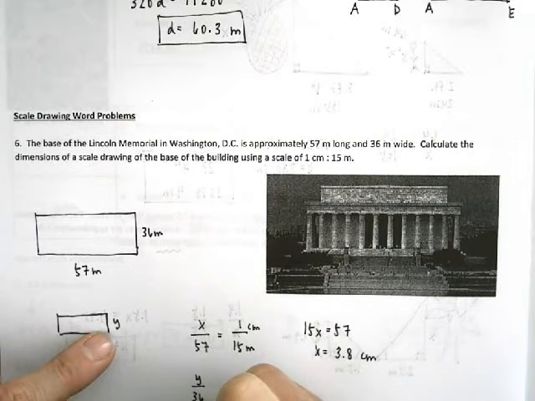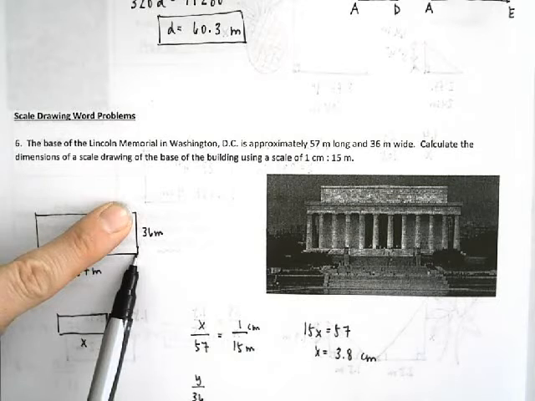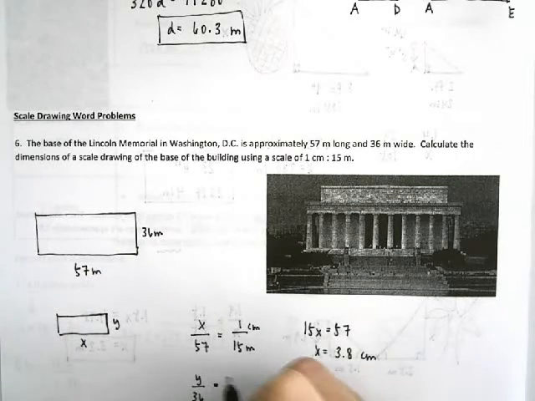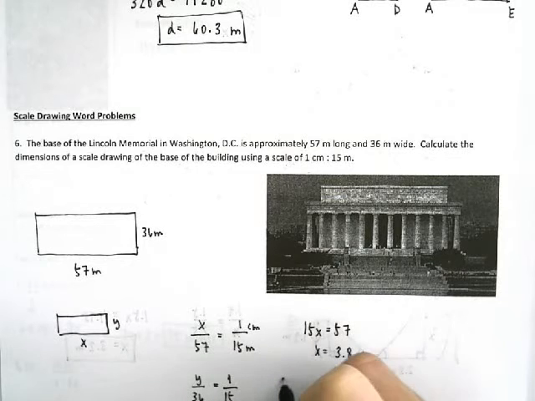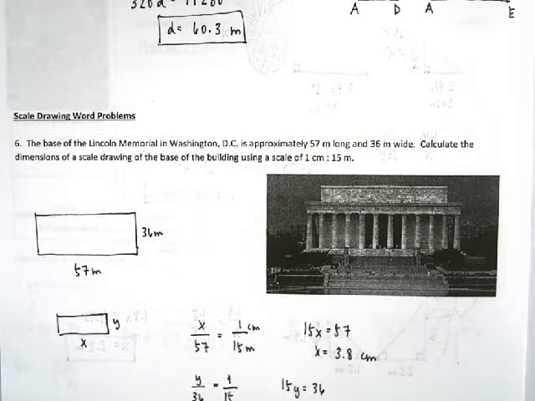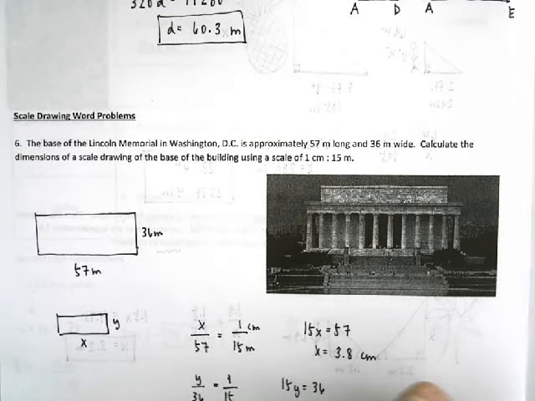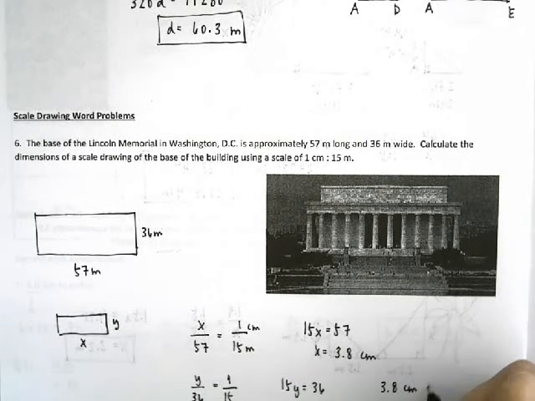Now I just do the same thing for the width. The ratio of y, the width of my model, to the actual building has to be in the same ratio as my scale factor. So now I have 15y equals 36. So 36 divided by 15, I get y equals 2.4 centimeters. So for my model, it's going to be 3.8 centimeters long and 2.4 centimeters wide.